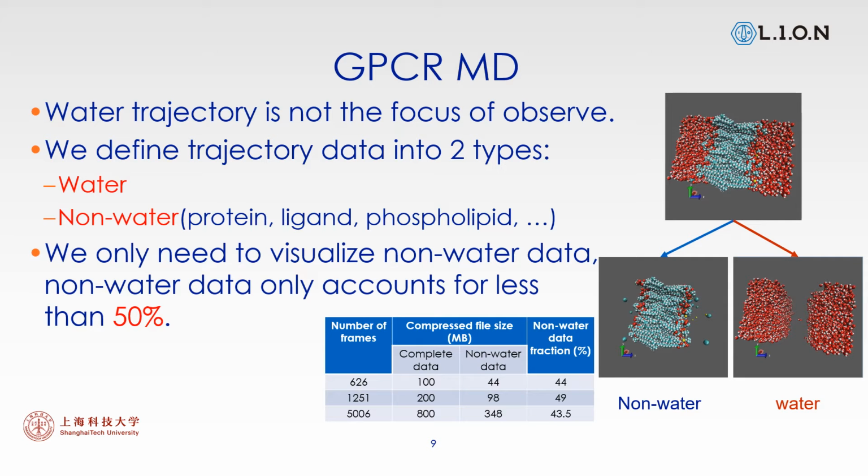Here are three sample trajectory files and their data components used in GPCR MD. We only need to visualize non-water data, which accounts for less than 50%. But now, all data retrieved by VMD is loaded into memory. Loading water data is unnecessary and requires more memory.